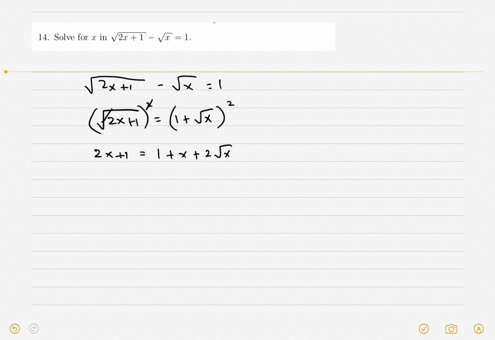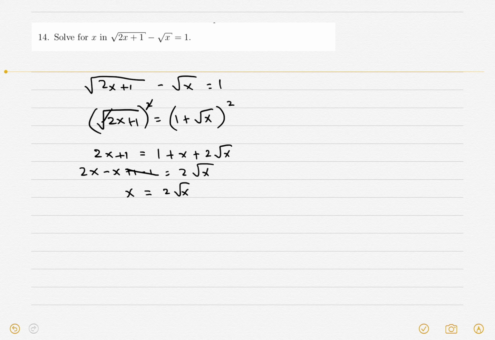So, next thing na gagawin natin ay simplify yung ating equation. It will give you 2x minus x, 1 plus 1 minus 1 is equal to 2 square root of x. At dito, ito ay magiging 0. Ito ay magiging x na lang. X is equal to 2 square root of x.